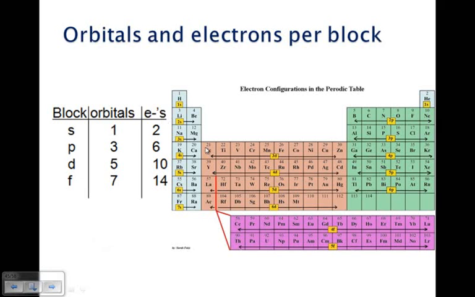For the d's, if I count across, I've got 10. And what I know is each orbital can hold up to 2. So I must have 5 orbitals here. Each can hold 2 for a total of 10. When I get down here on the f's, 1, 2, 3, 4, 5, 6, 7, 8, 9, 10, 11, 12, 13, 14 across, 14 electrons must mean I have 7 orbitals.